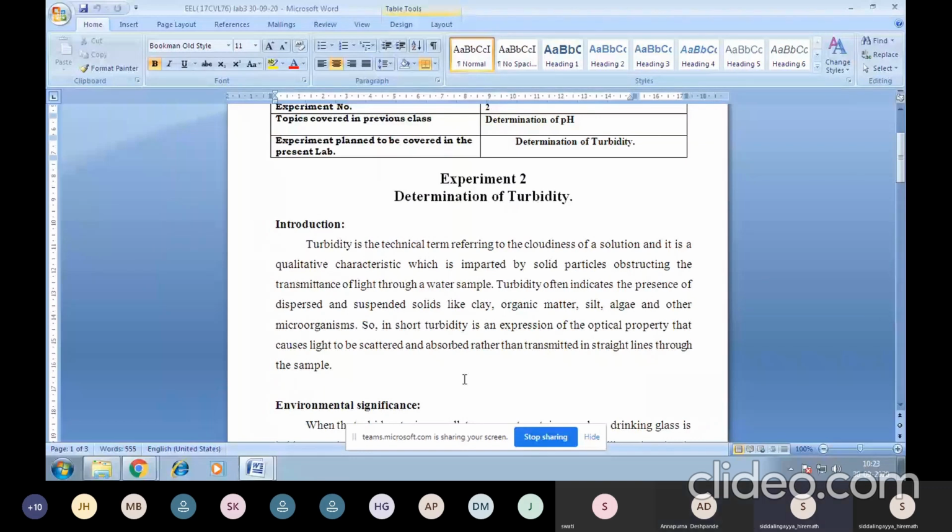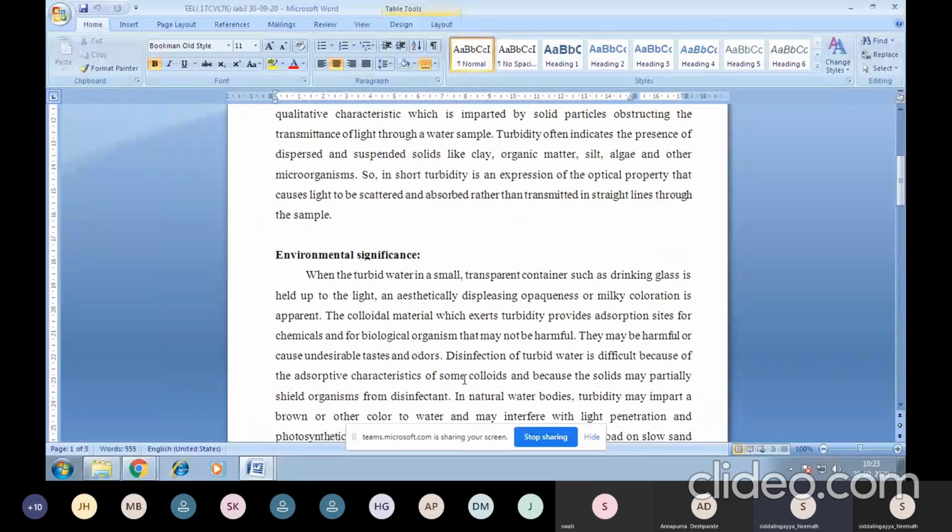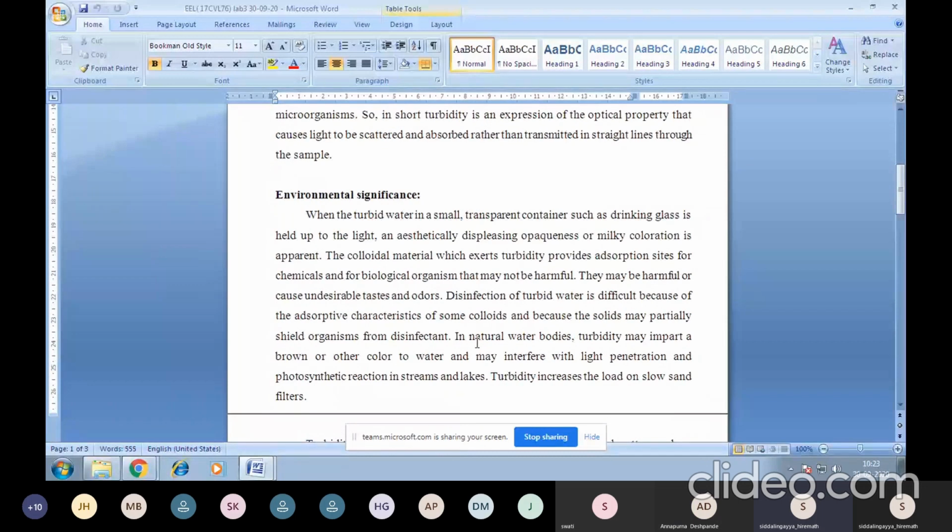Just mute your speakers. Now come to the environmental significance of turbidity. When turbid water in a small transparent container, such as a drinking glass, is held up to the light, an aesthetically displeasing opaqueness or milky coloration is apparent. The colloidal material which exerts turbidity provides absorption sites for chemicals and for biological organisms that may be harmful or cause undesirable taste and odor.